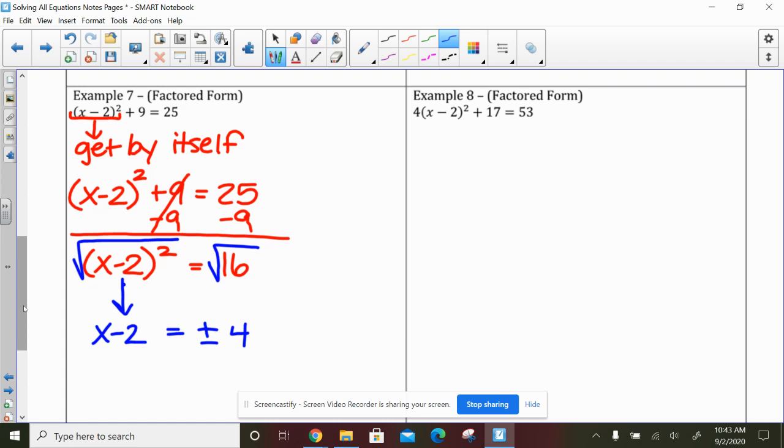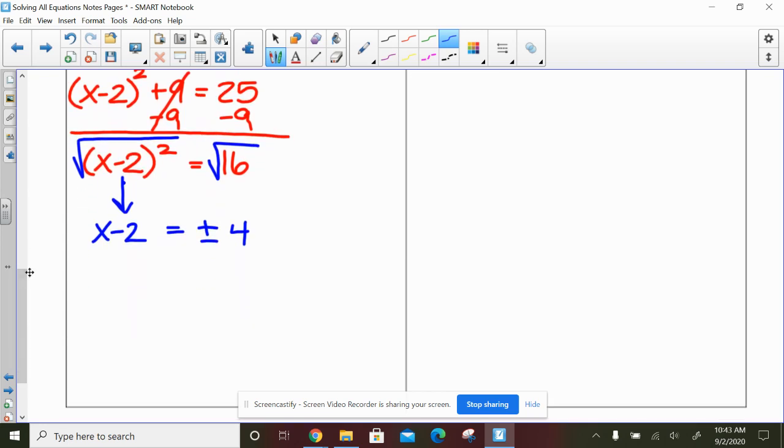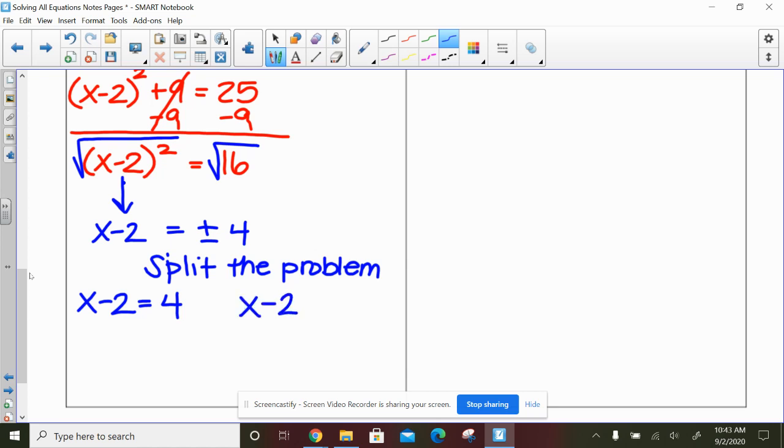So on a problem like this one, you are going to have to split up your problem. Okay, because I cannot spell split. Split the problem. And so what I mean by that is I'm going to take one of them, x minus 2, set it equal to the positive 4. Take the other one, x minus 2, and set it equal to negative 4. So I'm splitting the problem when I have no radical left.